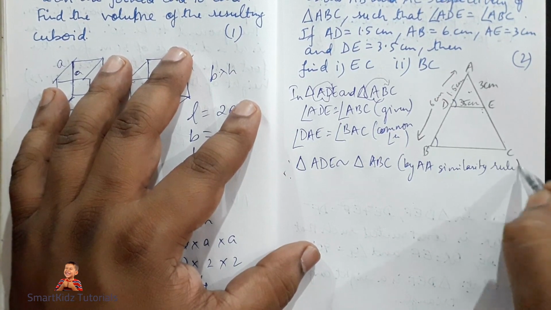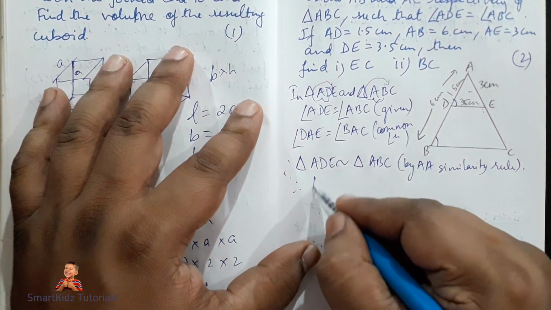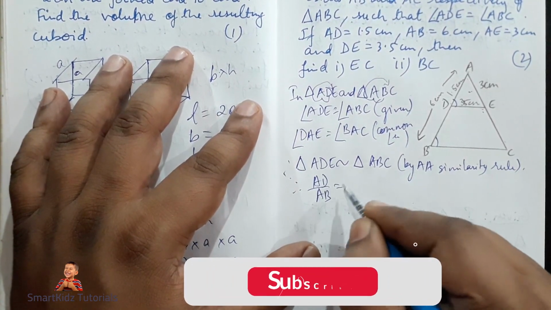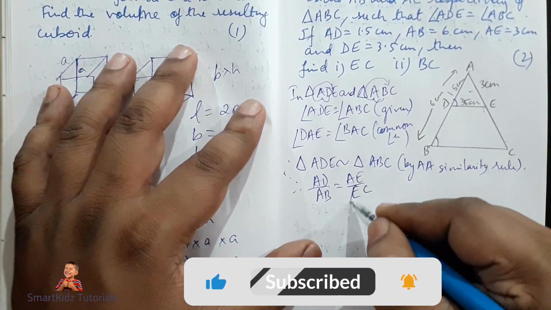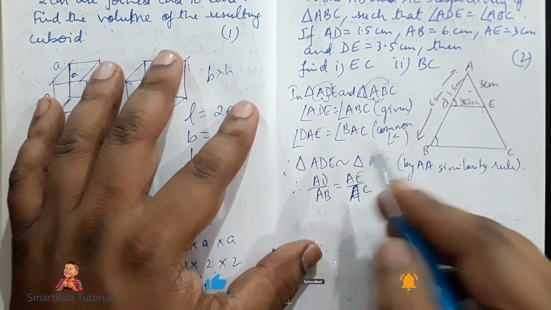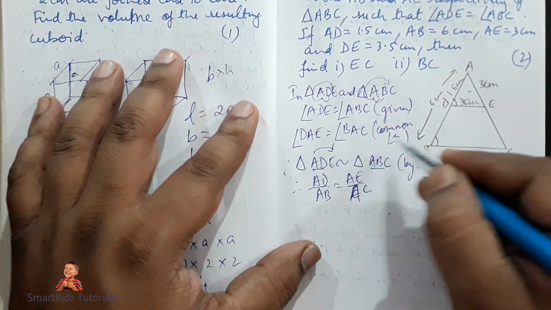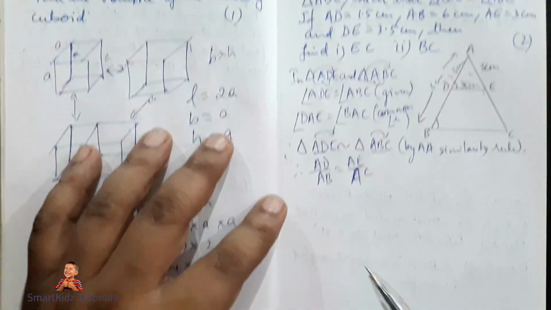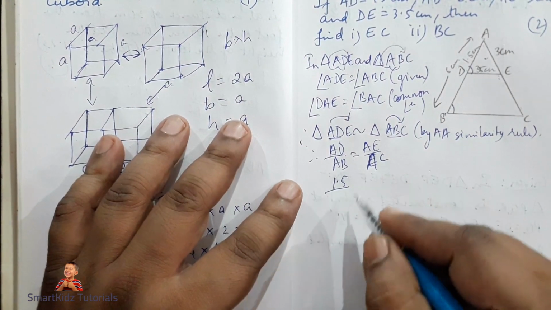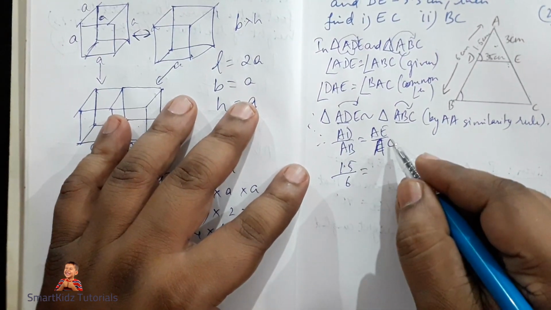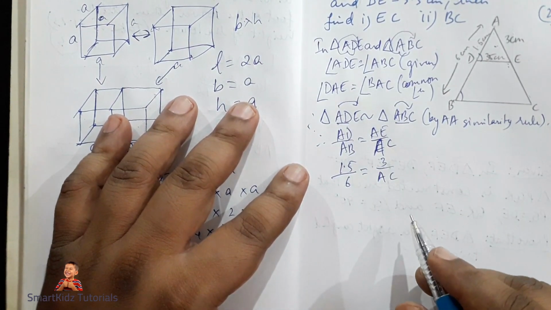rule. And once we say that they are similar to each other, we can say therefore AD upon AB is equal to AE upon AC. AD upon AB is equal to AE upon AC. Now AD is given to us as 1.5, AB is given to us as 6, AE is given to us as 3, and AC is what we need to find out.